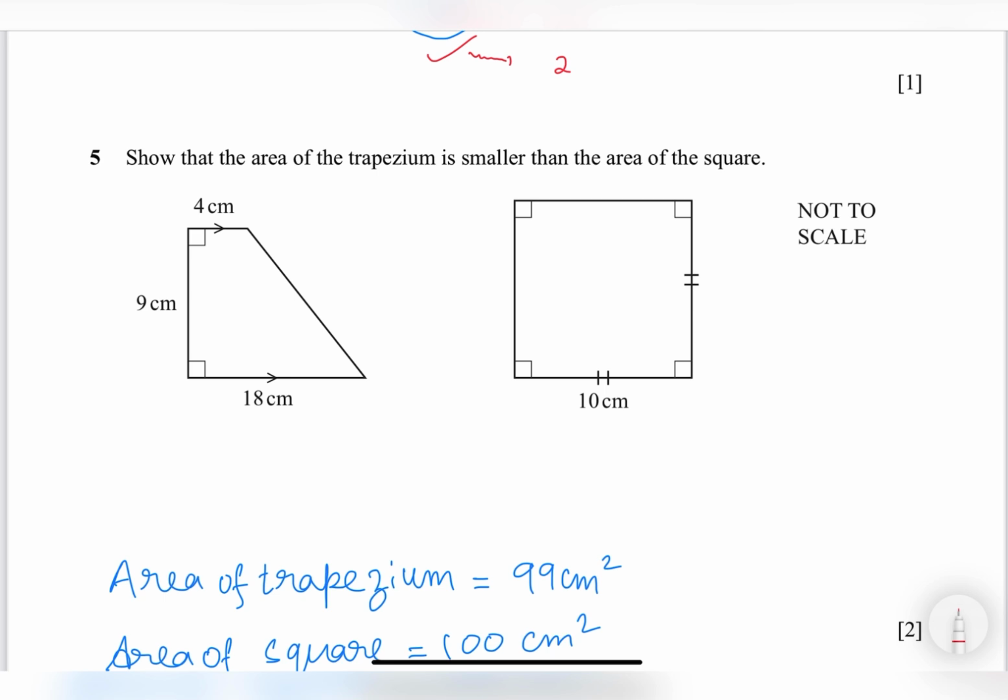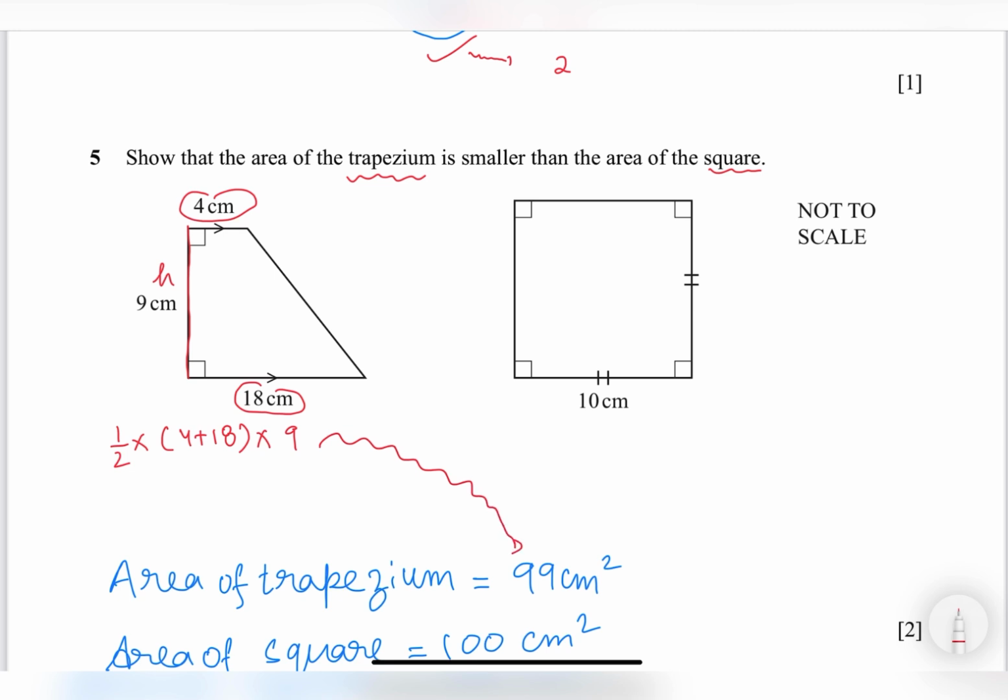Show that the area of the trapezium is smaller than the area of the square. First of all, I will calculate the area of the trapezium and the area of the square. Let's start with the trapezium. What is the area of a trapezium? It is half times the sum of parallel sides. Repeat after me, sum of parallel sides. That is 4 plus 18 times the height. What is the height of this trapezium? That is 9, right? So it would be 9. If you calculate it, your answer would be 99 centimetre square.